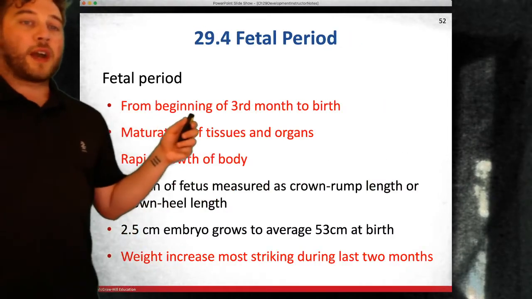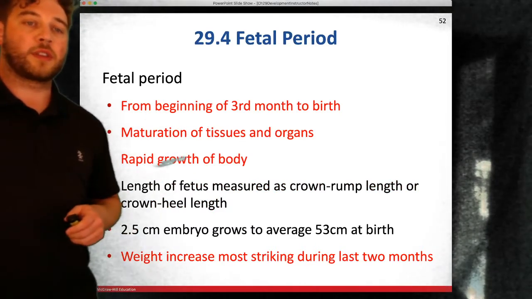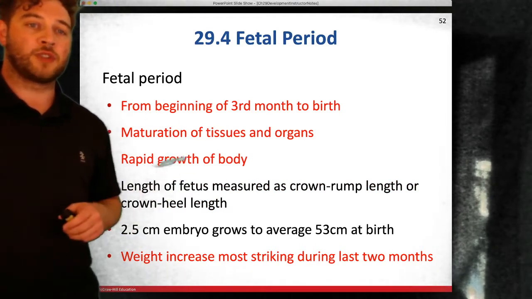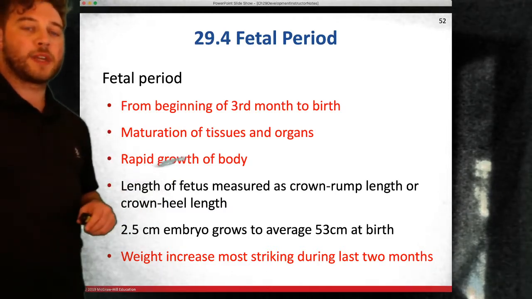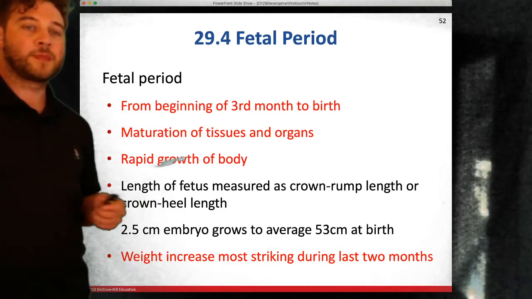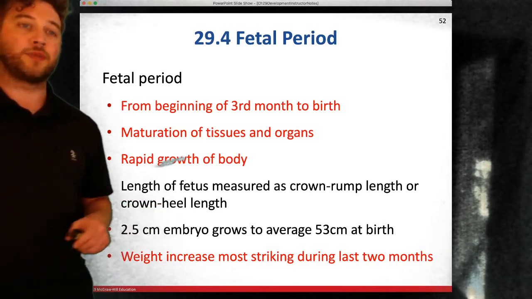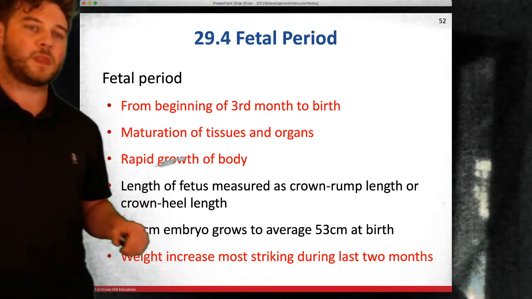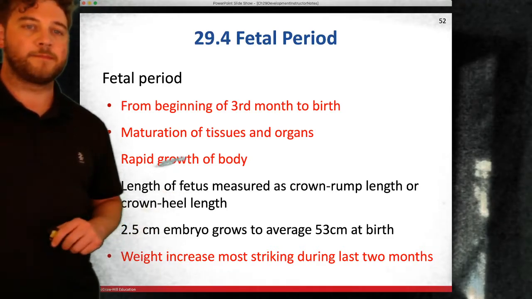Then you have the fetal period from the beginning of the third month to birth, maturation of the tissues and organs, and rapid growth of the body. The length of the fetus is measured as crown to rump length, or crown to heel. A 2.5 centimeter embryo grows to an average of 53 centimeters at birth. Weight increase is most striking during those last two months of the fetal period.